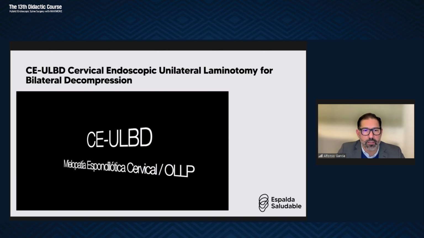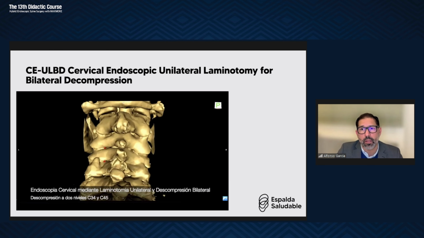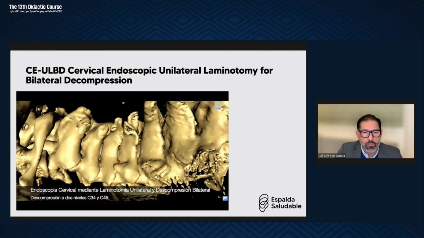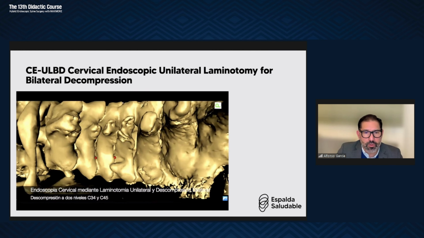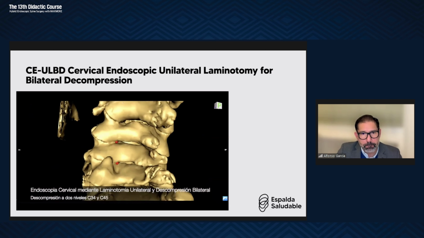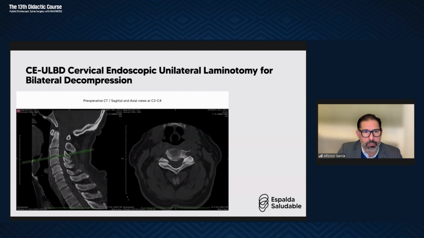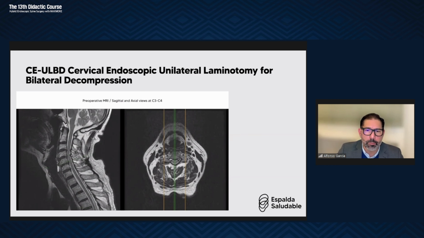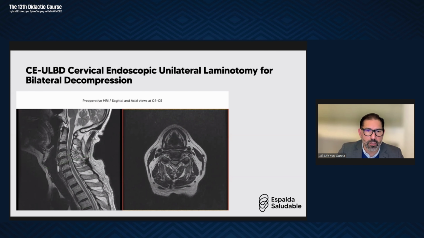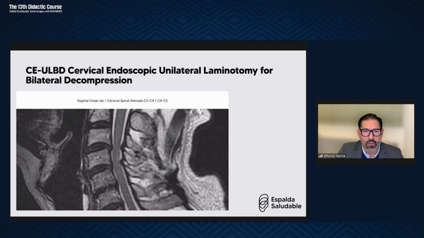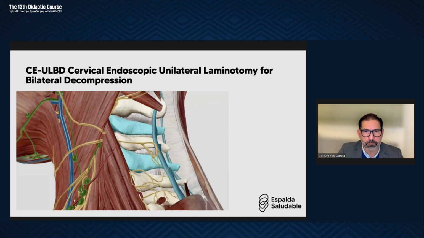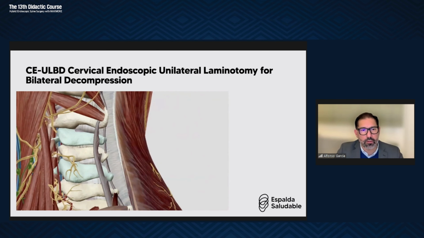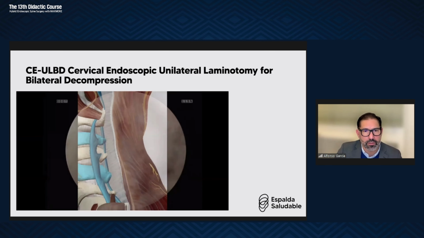So the next case is a cervical endoscopic unilateral laminotomy with bilateral decompression. It was at C3-4 and C4-5. As you will see in the pre-op CT scan, this patient had an OPLL, I'm sorry, and he was myelopathic. You can see two levels severely compressed, C4-5, C3-4, and this is the anatomical representation of the levels we're going to treat.